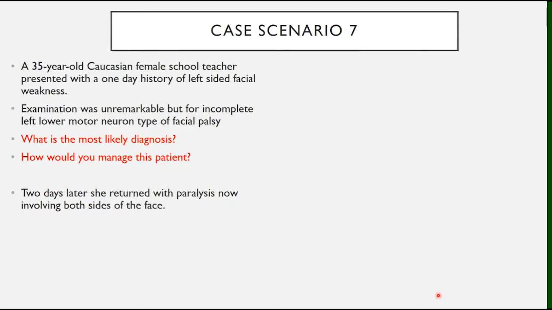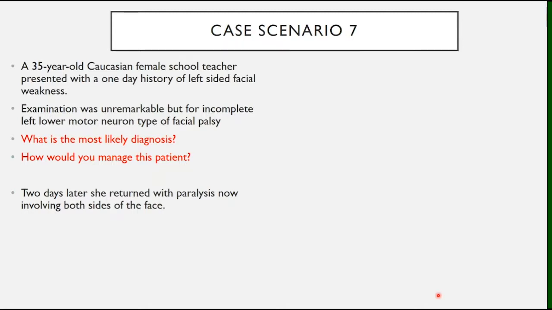She was just reassured it was, I think, House-Brackmann 3. So she just went home, came back 2 days later, saying now both sides are affected. Do you still think it's Bell's palsy? Could it be something else?